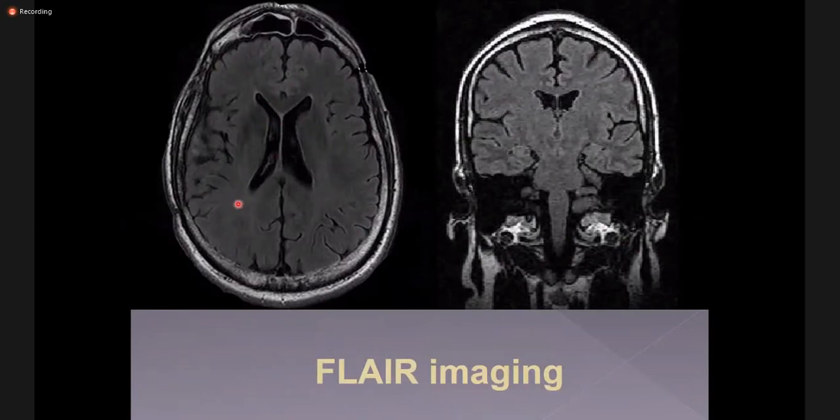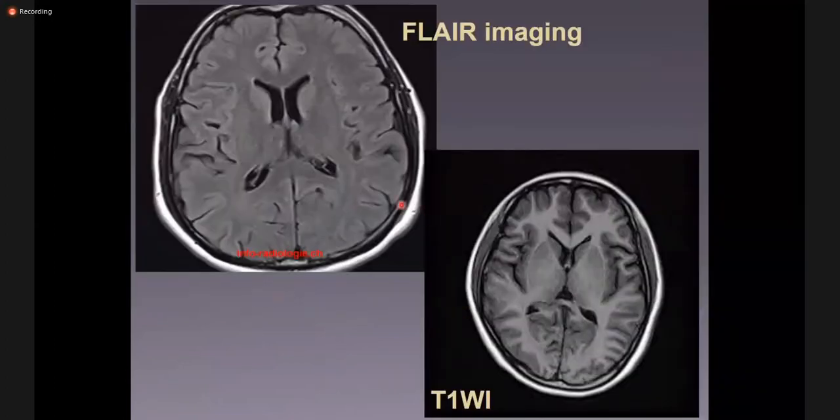Fluid is black, subcutaneous fat is white, white matter is dark, and gray matter is gray. So this is basically a T2. This is the axial section, this is the coronal section. Then this is the FLAIR image and this is the T1.